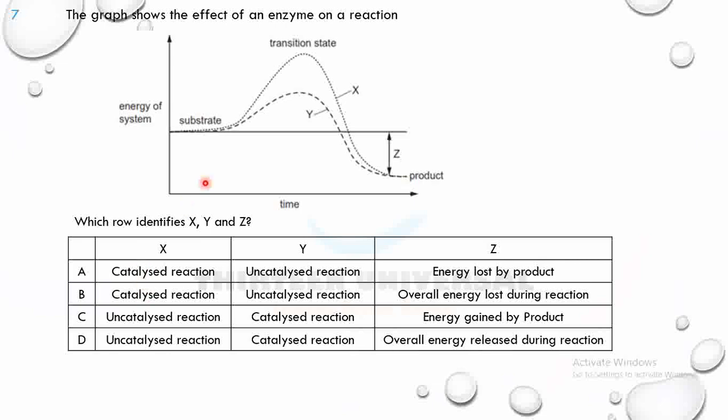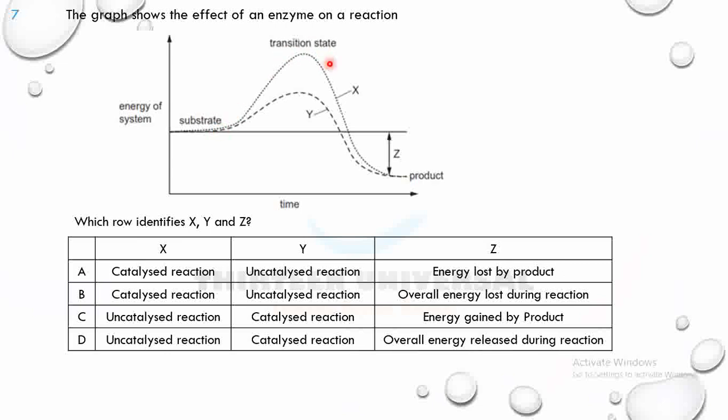Now Y is catalyzed, so we're working with C and D right now. Now Z, of course you can check the energy content of the reaction. This is saying overall energy released during the reaction. It's the energy gained by the product. If you check this reaction, energy is required for this reaction to occur.